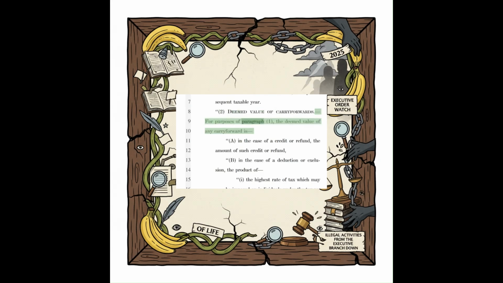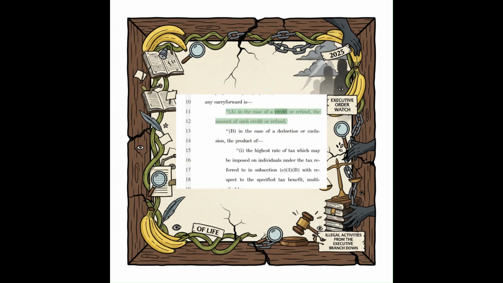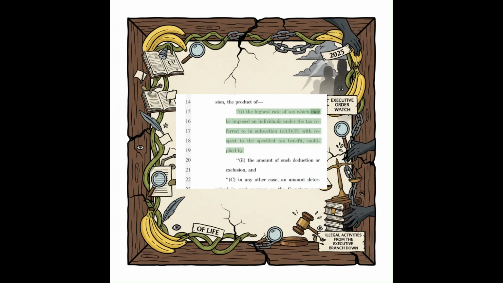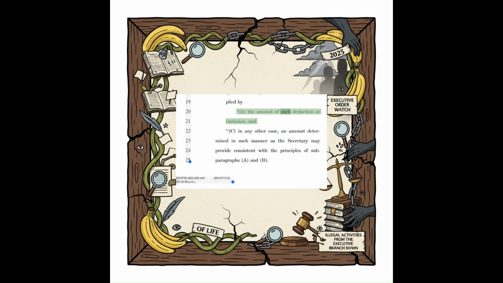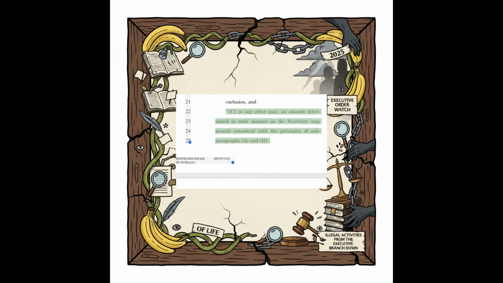For purposes of paragraph, the deemed value of any carryforward is, in the case of a credit or refund, the amount of such credit or refund. In the case of a deduction or exclusion, the product of the highest rate of tax which may be imposed on individuals under the tax referred to in subsection with respect to the specified tax benefit multiplied by the amount of such deduction or exclusion, and in any other case, an amount determined in such manner as the Secretary may provide consistent with the principles of subparagraphs.